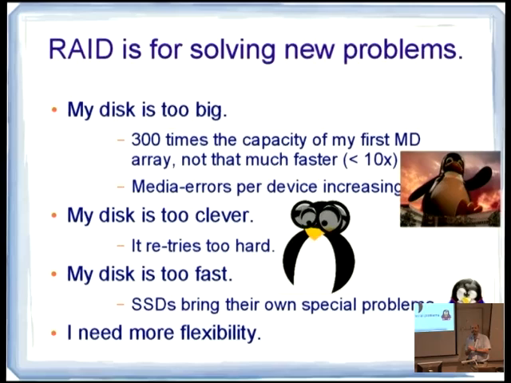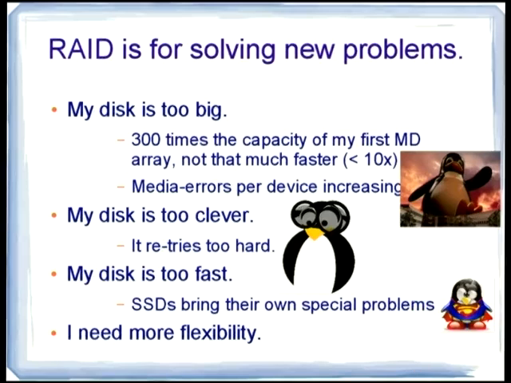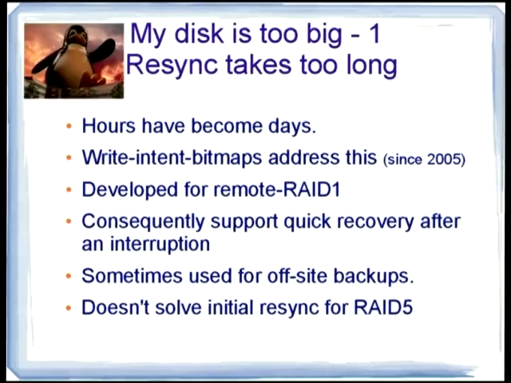But over the years there have been new problems, and I was thinking, these are kind of like first world problems, aren't they? My disk drive is too big. My disk drive is too clever. My disk drive is too fast. And I need more flexibility. So I actually want to talk about those 4 problems and how they subdivide, and what we've done in MD, and to some extent, what we might yet do.